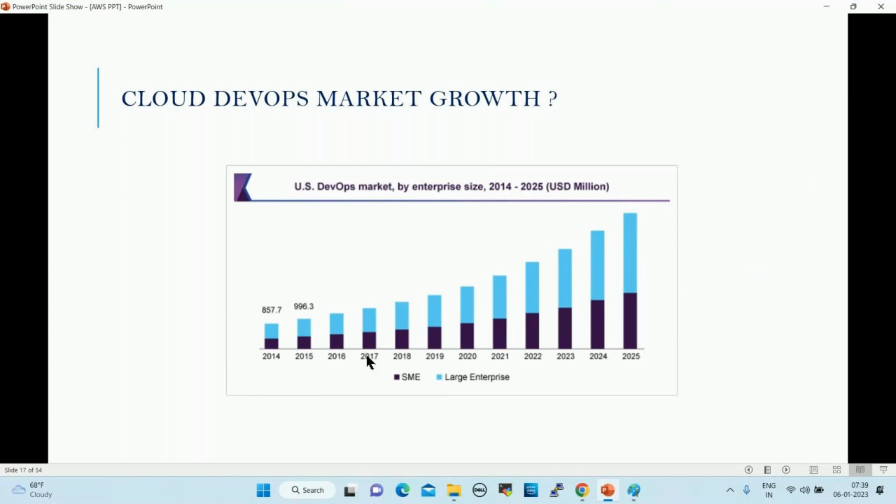In 2012, I switched to cloud platforms, cloud and DevOps. The market is growing like this every year. Projects are increasing, and jobs are also increasing. So for the coming 15 to 20 years, the market would be like this only.